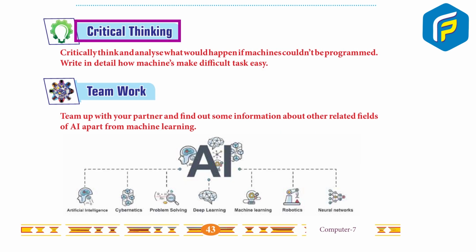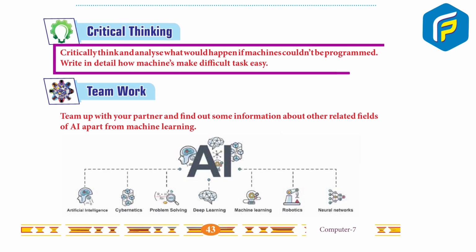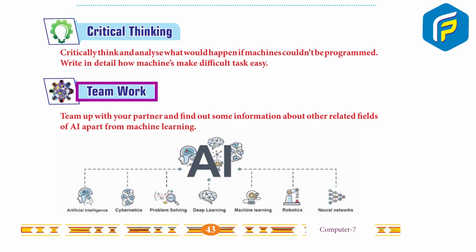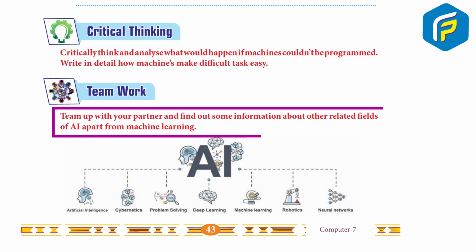Critical thinking. Critically think and analyze what would happen if machines could not be programmed. Write in detail how machines make difficult tasks easy. Answer: ask students to do it by themselves. Teamwork. Team up with your partner and find out some information about other related fields of AI apart from machine learning. Answer: ask students to do it by themselves.